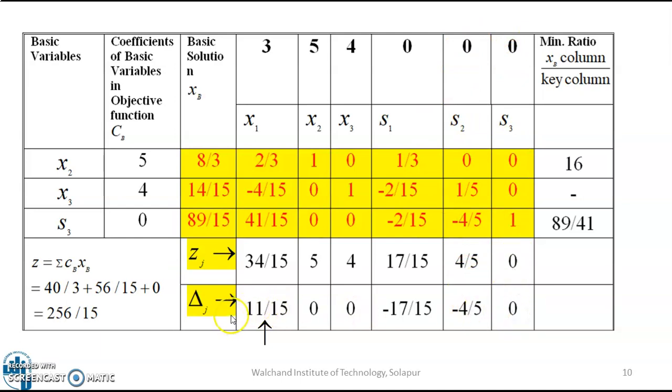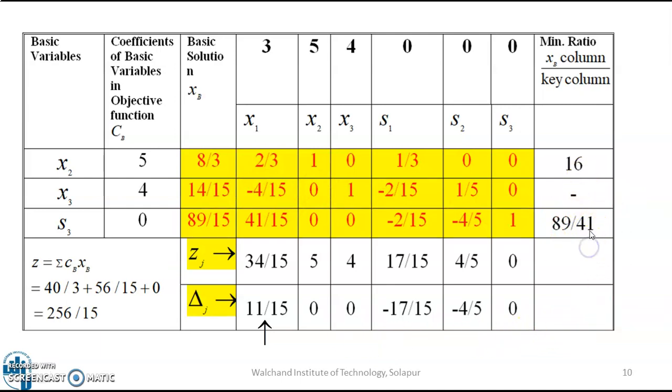Now here we can see that again one more positive entry is present. Therefore, this column will act as the key column, and the variable corresponding to this entry is x1. So this x1 will be the incoming variable. To find out the outgoing variable, we have to divide this xb column by this x1 column. Then we get the minimum ratios like 16. As this is a negative entry, we can write here dash, and next is 89 upon 41.